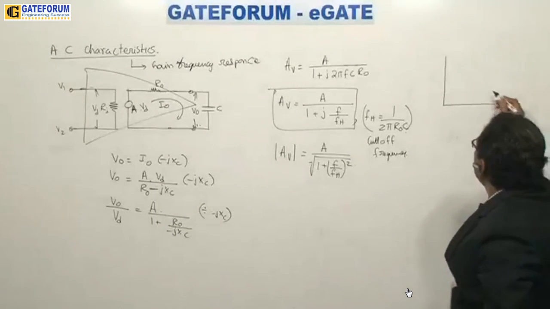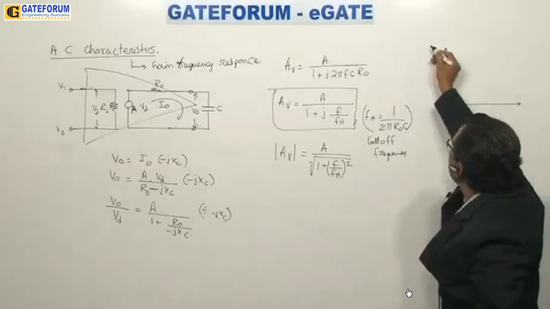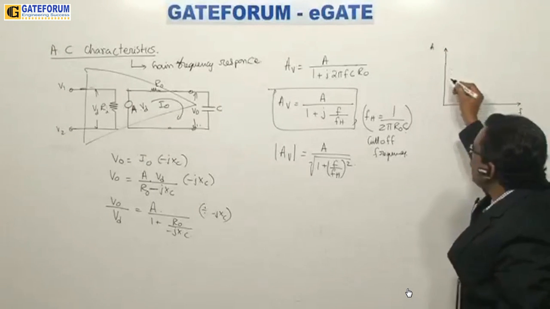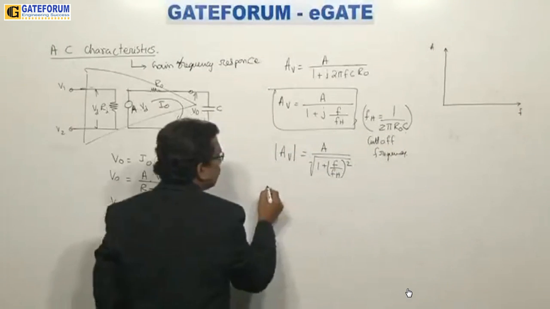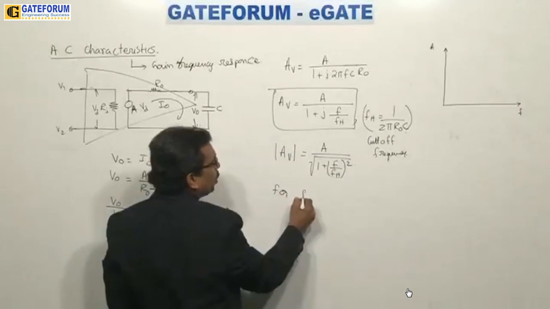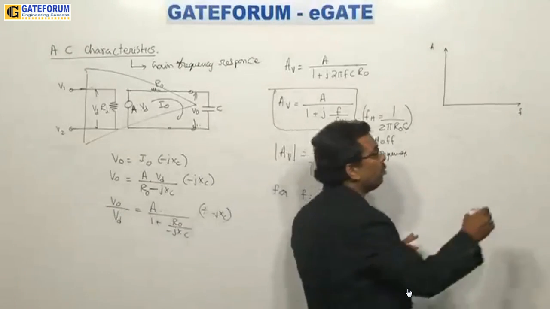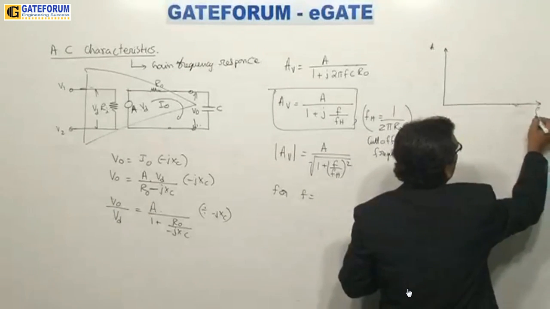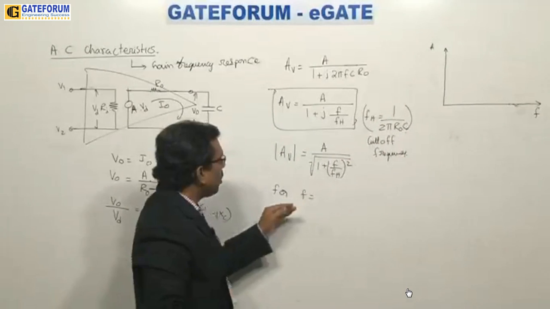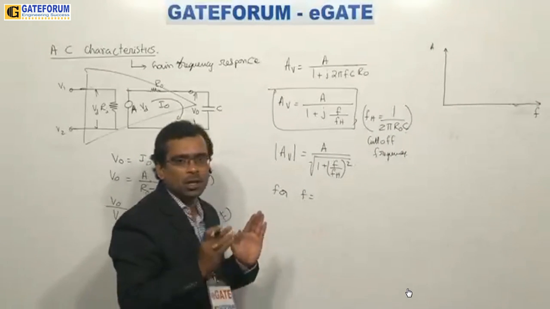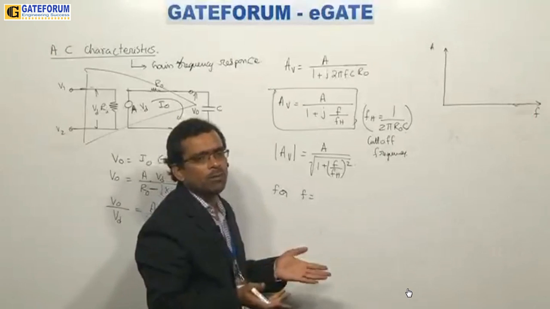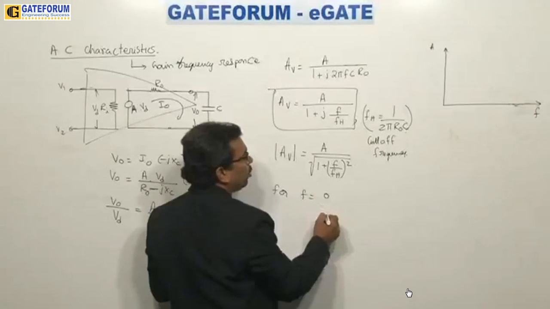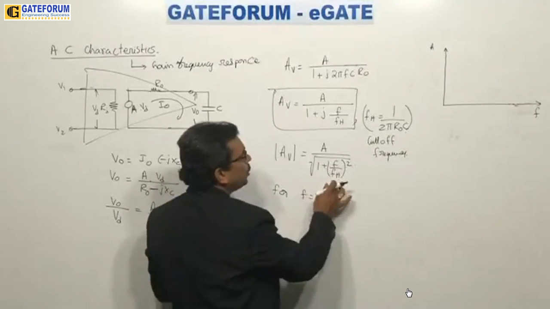Everybody try to see. This is the most important point. Try to see here, gain A and F. Now I will substitute the values here. F is a variable factor. F has the freedom to change from 0 to infinity. But FH is the cutoff frequency. It shows the limit. Beyond this, if you go, your gain will fall down. That is what it shows. So, F is equal to 0. If you put F equal to 0, 1 plus 0 is 1, and the gain is A.